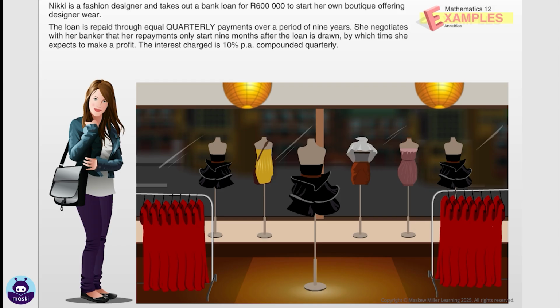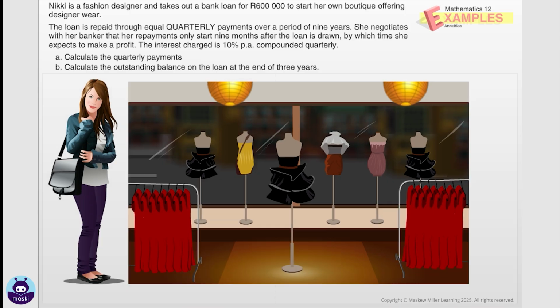The interest charged is 10% per annum, compounded quarterly. Calculate the quarterly payments. Calculate the outstanding balance on the loan at the end of 3 years.